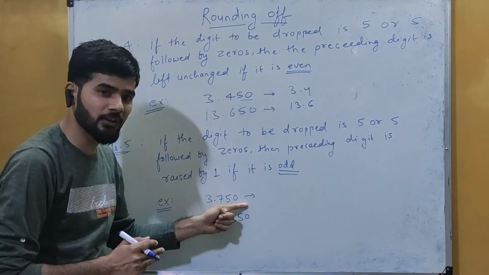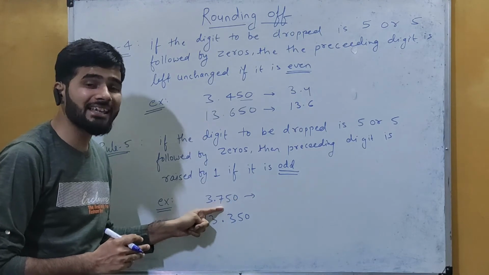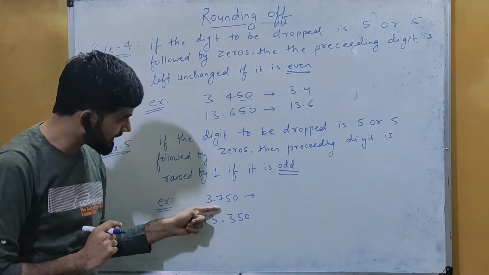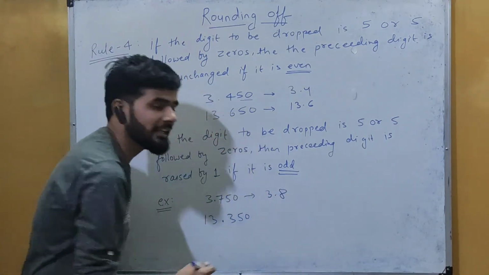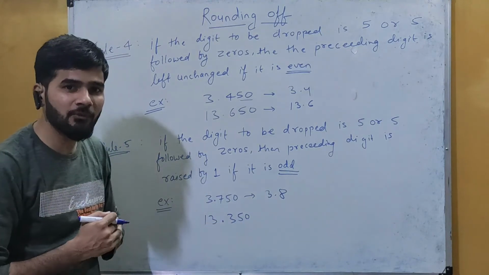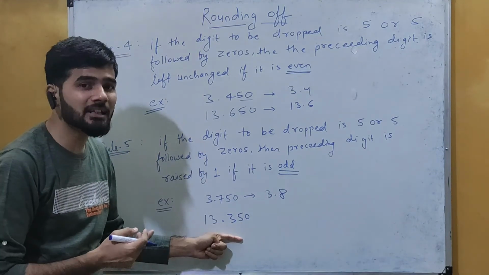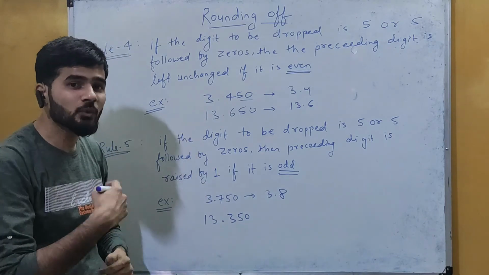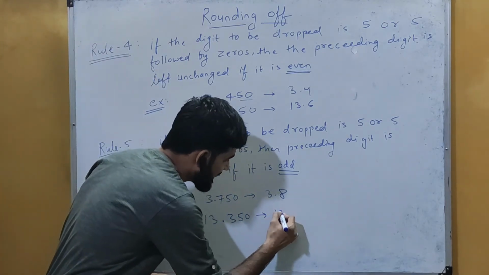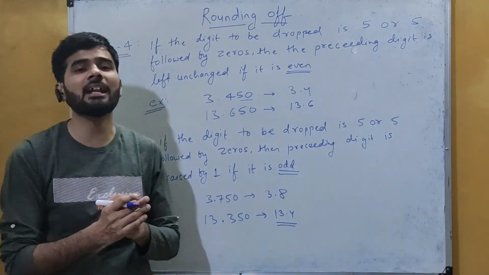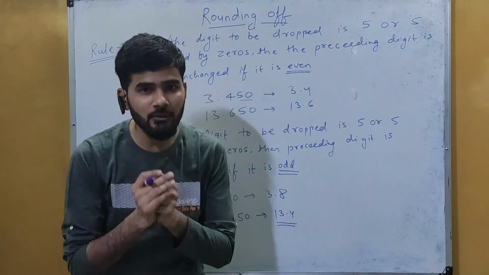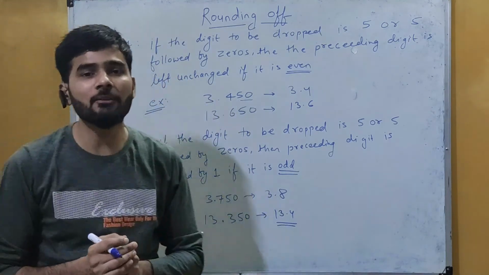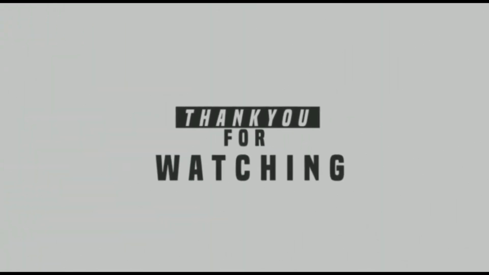मतलब 3.750, here we have 5 and 0. 5 से पहले क्या है? A number which is odd. और अगर ये odd है, in that case we can raise this digit by 1. So it will be 3.8. Similarly 13.350, 5 and 0. This 3 precedes the number 5 and this 3 is an odd number, so we can raise it by 1. So I can write it as 13.4. So in this way we can round off a number if it is 5 and the number before 5 is an even or an odd number. So these are the 5 rules by which we can round off a number.